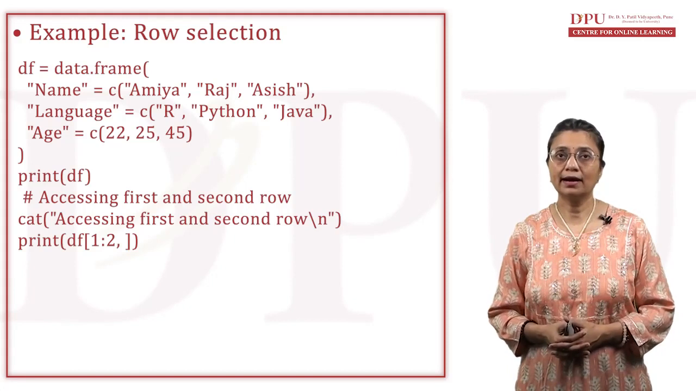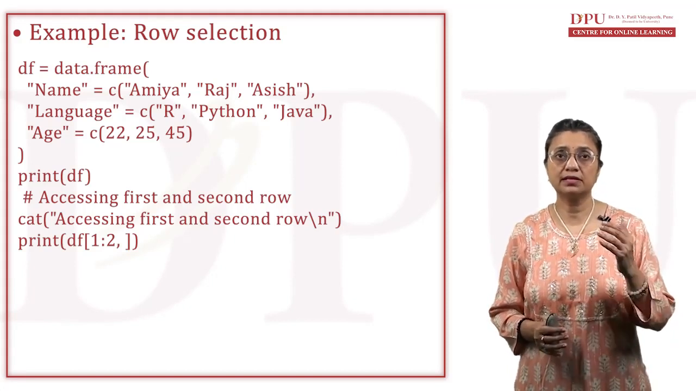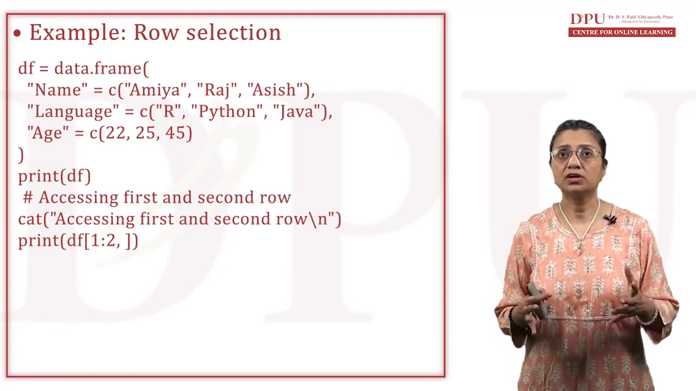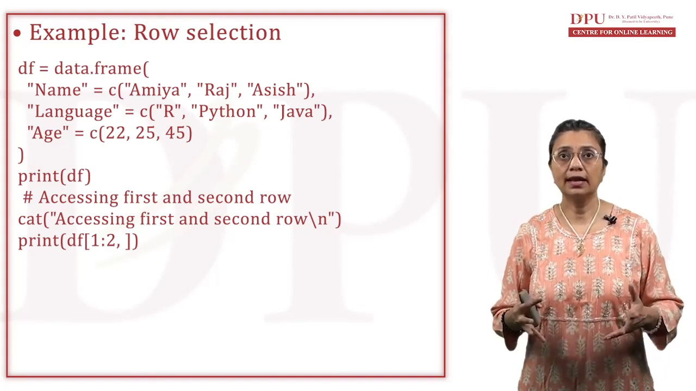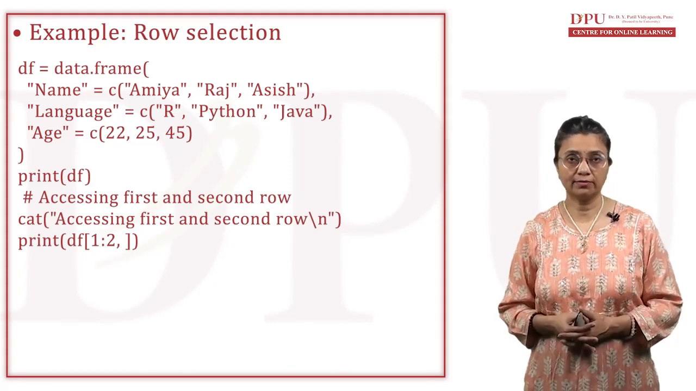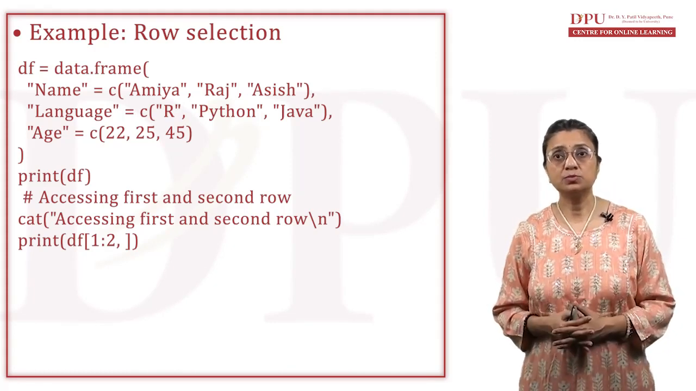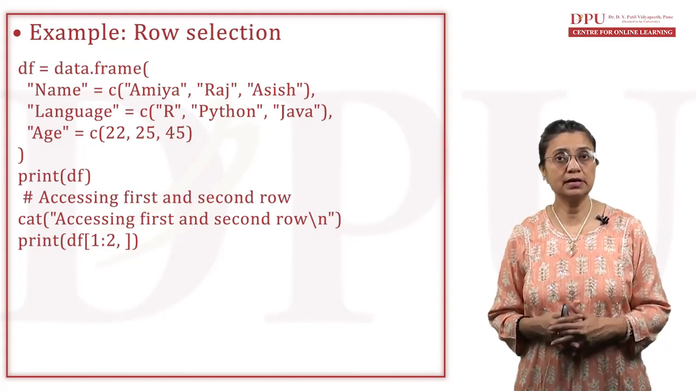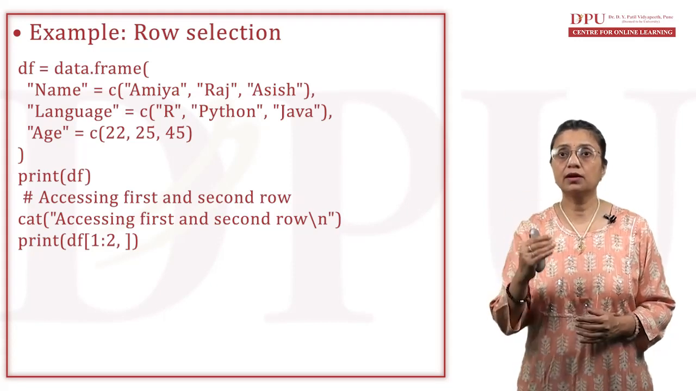So here you can have a look at the data frame and you see there are 3 columns: name, language and age. The names are Amya, Raj and Ashish. Language is R, Python and Java, and age is 22, 25 and 45. I am printing df, which means I am printing my output. You can see the output on the right hand side where the 3 records are printed.